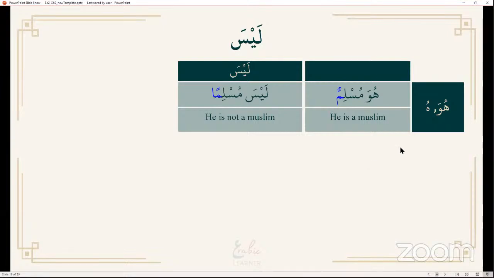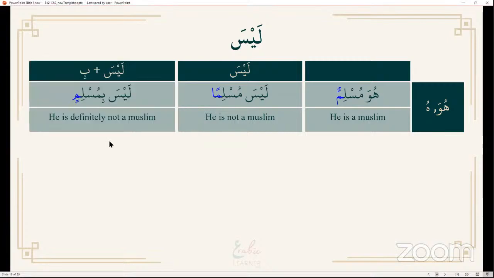Laysa Musliman, mashallah. Now I want to say with emphasis. He is definitely not a Muslim. So use Ba, Sister Arushia. So Laysa bi Muslimin. See the difference here? Laysa bi Muslimin. Clear?